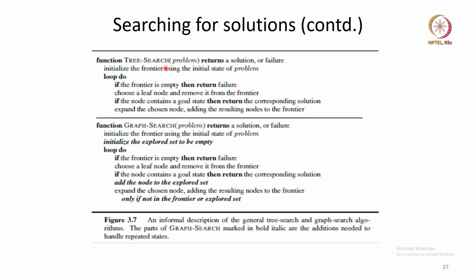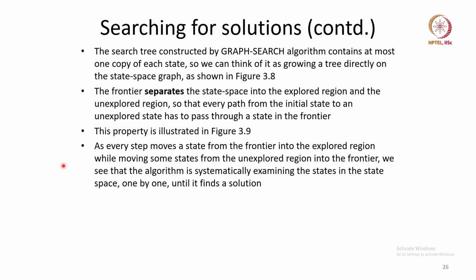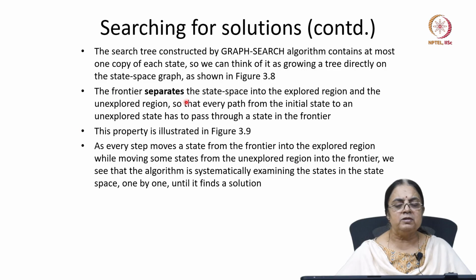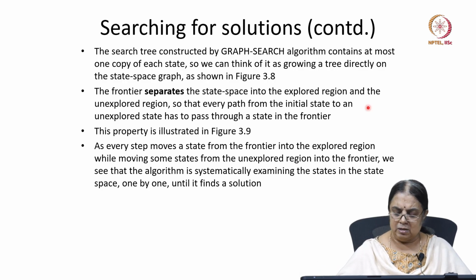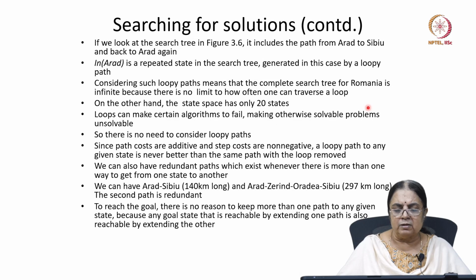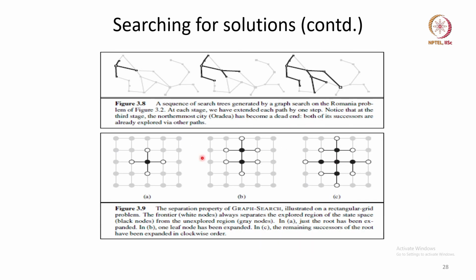The tree search will result in a lot of redundant nodes and the same node occurring again and again, whereas graph search will get rid of nodes which have already been expanded and not go back to them. The frontier separates the state space into the explored region and the unexplored region. Let us see what they mean by that. Here we can see that suppose this is the explored node.